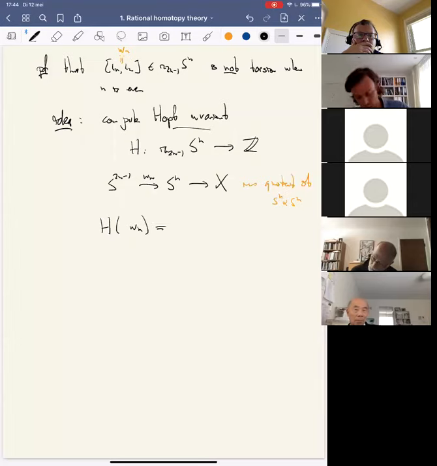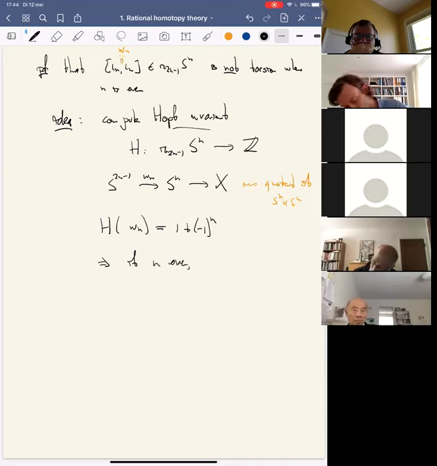you'll see that this is 1 plus (-1)^n. Okay, so it vanishes if n is odd, but it's 2 if n is even. So we immediately conclude that if n is even, then W_n cannot be torsion. In other words, it defines a non-zero element of the corresponding rational homotopy group, and therefore it must generate that group. Okay.